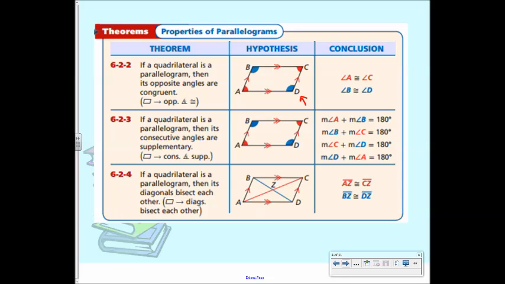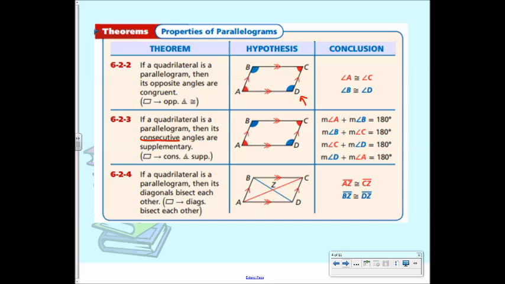In 6.2.3, if a quadrilateral is a parallelogram, then its consecutive angles are supplementary. So there's some vocab in there that we're familiar with and some vocab in there that's new. And the word that's new is consecutive. I'm going to ask you to think for a second about what you think that might mean, consecutive. When we think of things like consecutive numbers, we would say that 2, 3, 4 are consecutive numbers. Or if we say that something happened over the course of 4 consecutive months, it would be like January, February, March, April. So consecutive means then in order.